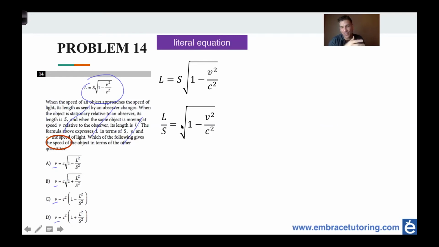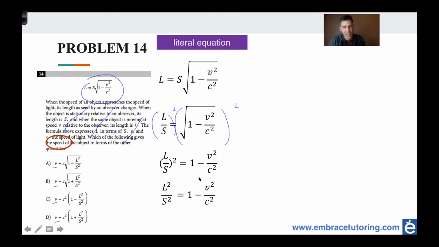But now the way that I get rid of my radical is I have to square both sides, right? I didn't show the step all the way, but I would do this, okay? I would square this side and then square the other side, right? So that's where the L over S squared equals 1 minus v squared over c squared. Then this L over S squared becomes L squared over S squared, and this equals 1 minus v squared over c squared.